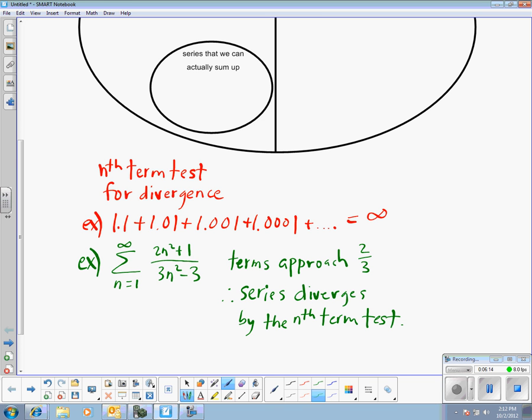Say, these terms are not going to 0. They're going to something else. Therefore, the sum has to be diverging. It has to add up to infinity by the nth term test.